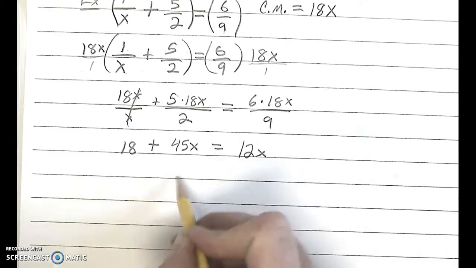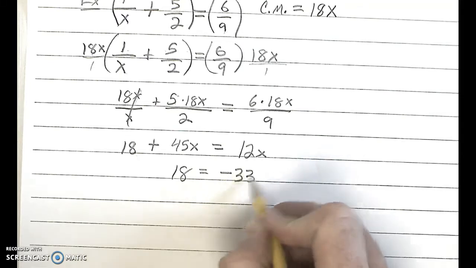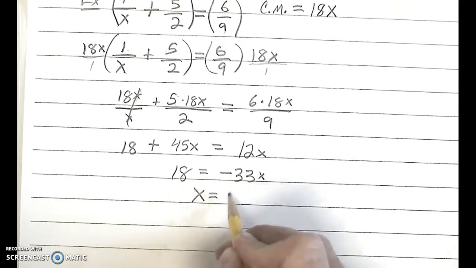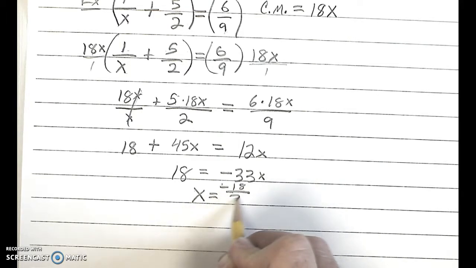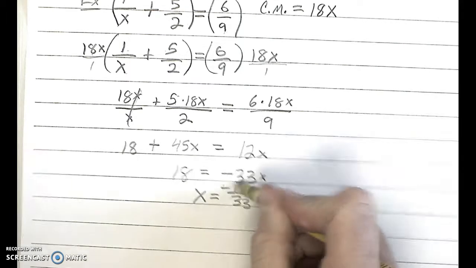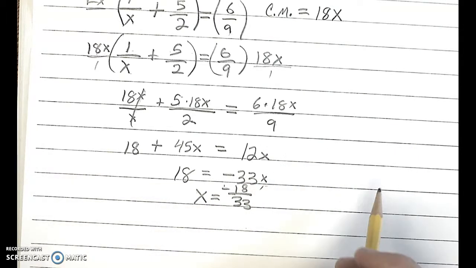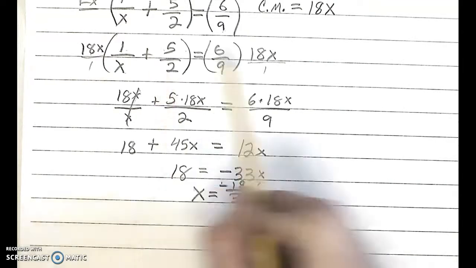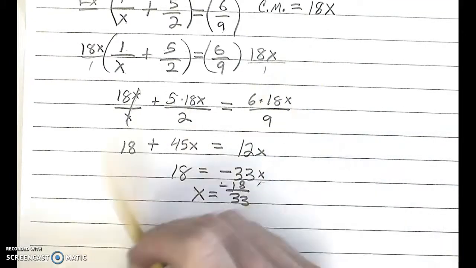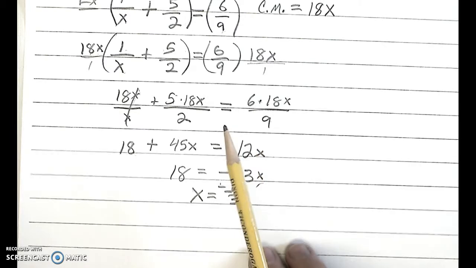All right. You can say 18 is equal to negative 33x. So then x is going to be negative 18 over 33. All right. So a fairly basic example using the common multiple and how we can just reduce and remove all these denominators from our fractions.